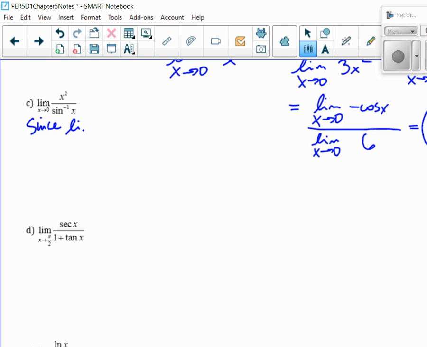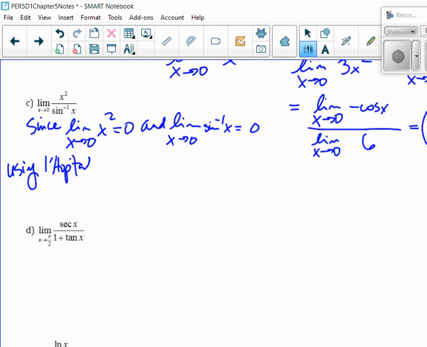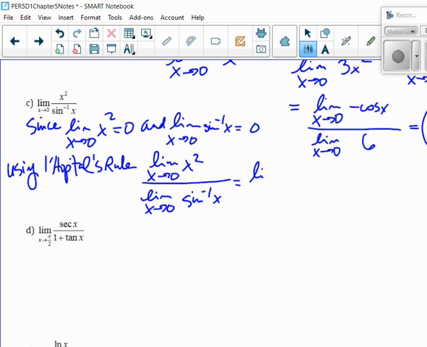Since the limit as x goes to 0 of x squared equals 0, and the limit as x goes to 0 of inverse sine x equals 0, using L'Hopital's rule, the limit as x goes to 0 of x squared over inverse sine x equals the limit as x goes to 0 of 2x over 1 over the square root of 1 minus x squared. Oh, I forgot my limit. Yeah, so if you plug it in right now, you get 0 divided by 1.